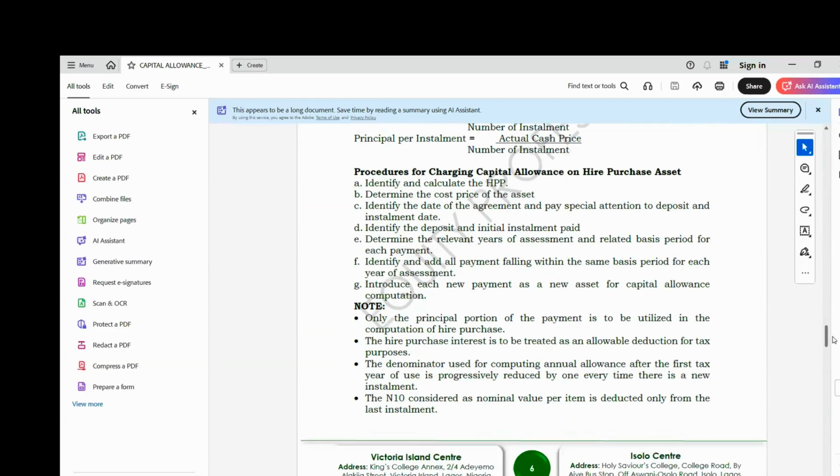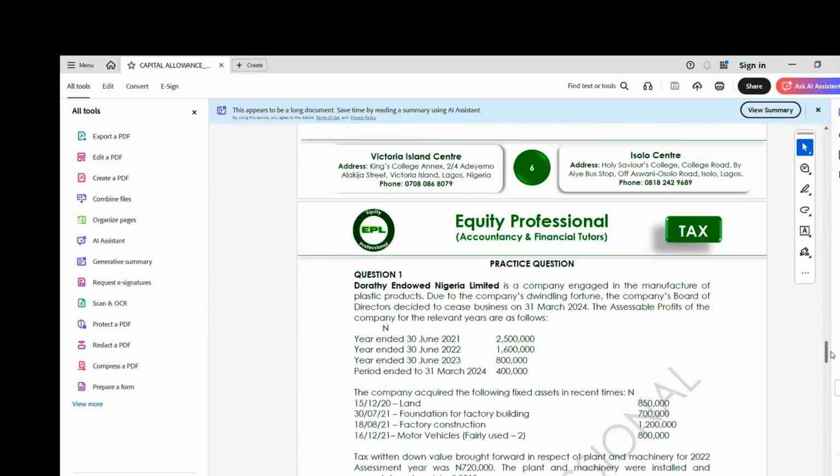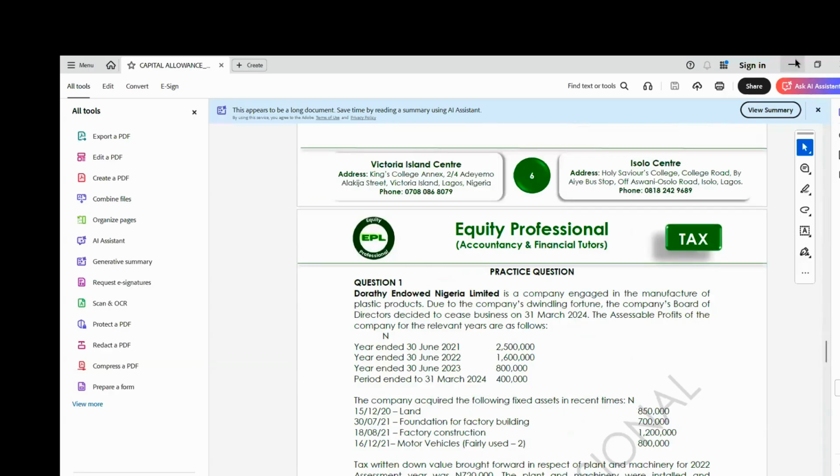So today we'll be looking at the computation aspect, how to compute the capital allowance itself, which is very, very important. Let me look for our working load. The computation aspect is what we'll be looking at today. So we are going to start with the first question we have here.